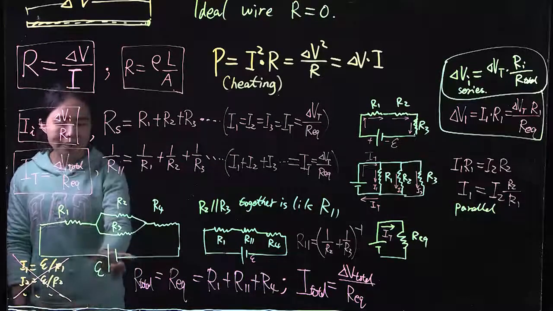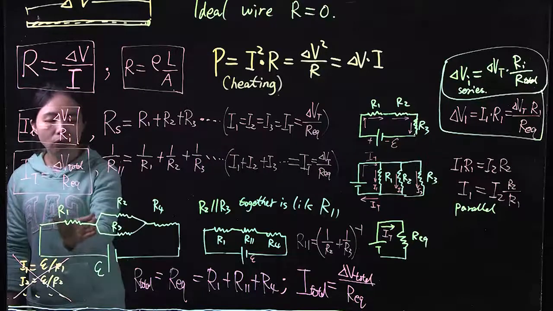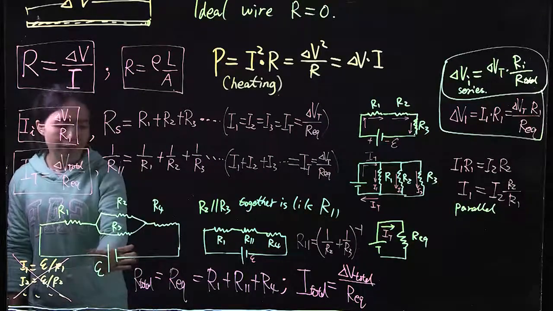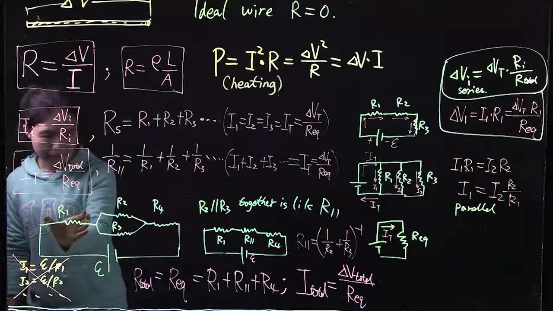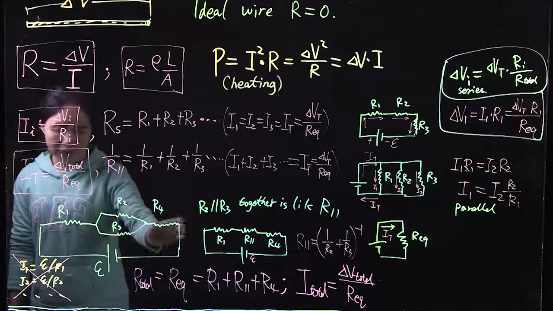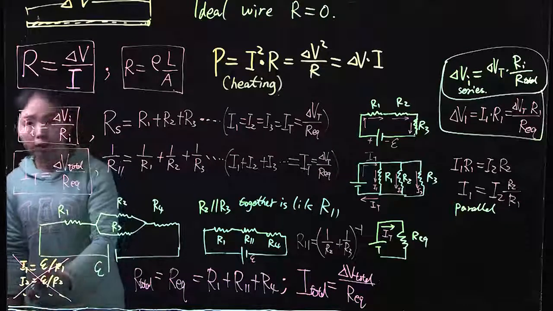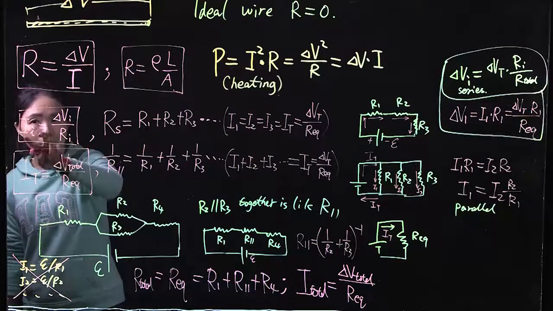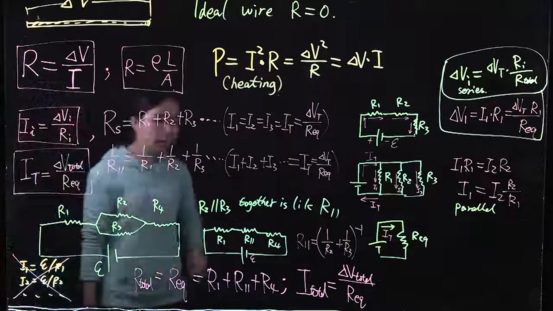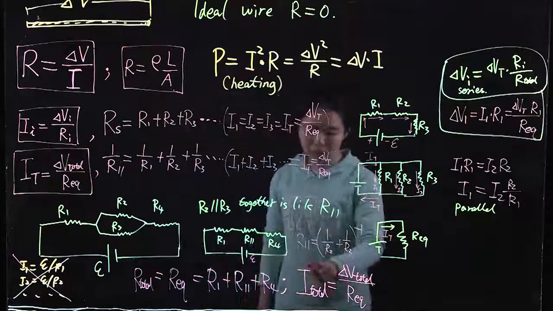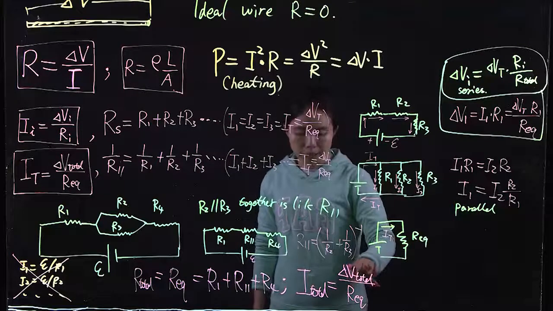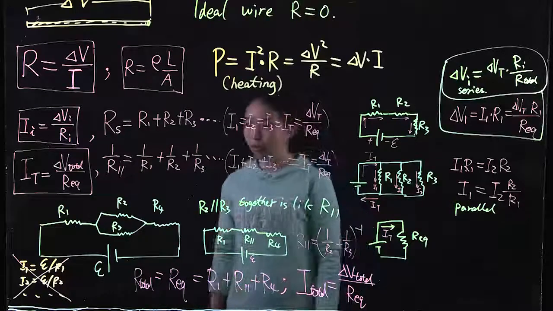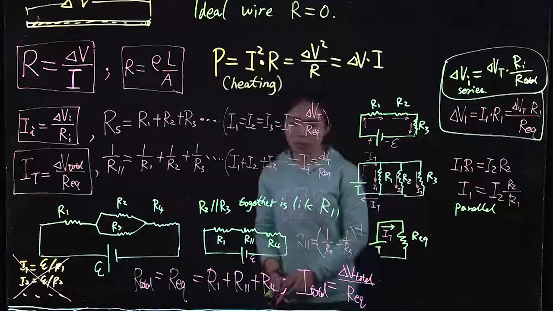Why? Because this voltage is divided into 1, 2, 3 steps. You did not apply this, for example, 5 volt battery to R1 all by itself, to R2, R3, R4 all by itself. It's a big no-no to plug in the total voltage to figure out the individual I1, I2, I3. But it's okay to plug in the total voltage and the total equivalent resistor to figure out the total current. Once you figure out the total current, what else?